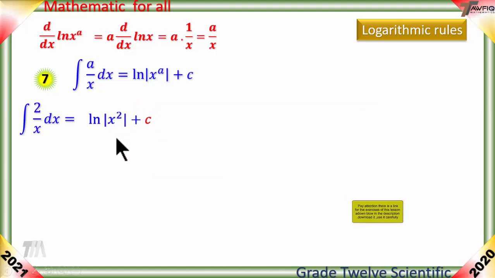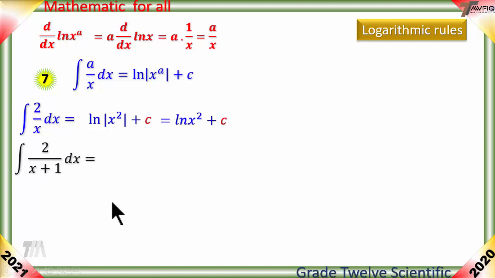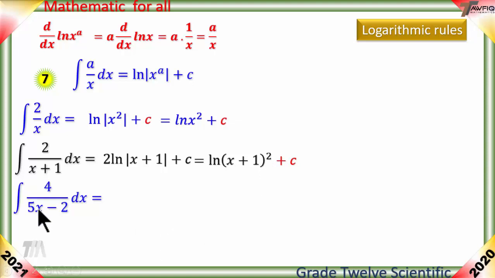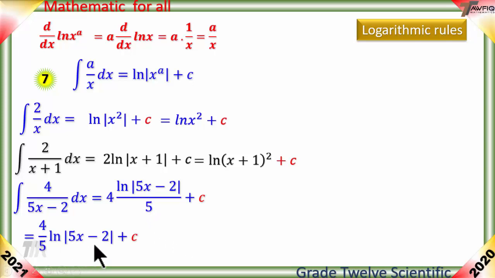Because x squared is positive for every value of x, we don't need to write the absolute value. So it becomes ln of x squared plus c. Now the integral of 2 over x plus 1 dx is equal to ln of x plus 1 squared plus c, because the 2 is an even number, so we don't need the absolute value. 4 over 5x minus 2 is equal to 4 ln of 5x minus 2 over 5, because the derivative of 5x is 5. So 4 over 5 ln of the absolute value of 5x minus 2 plus c.